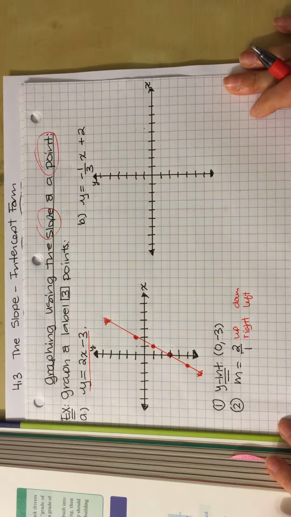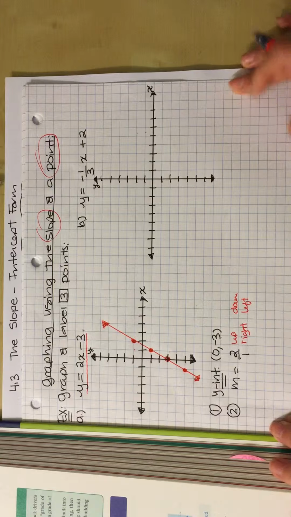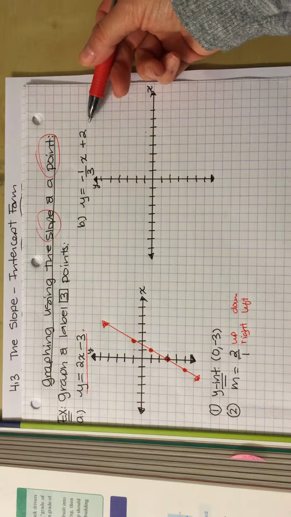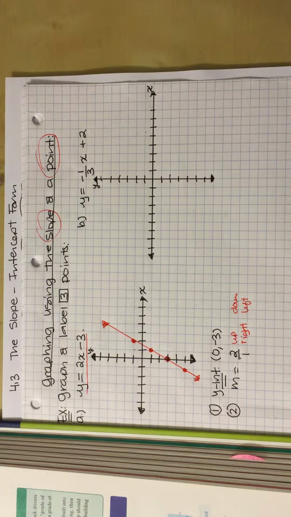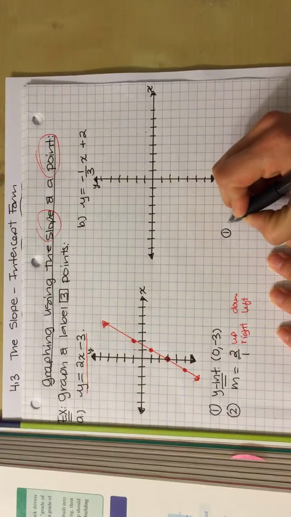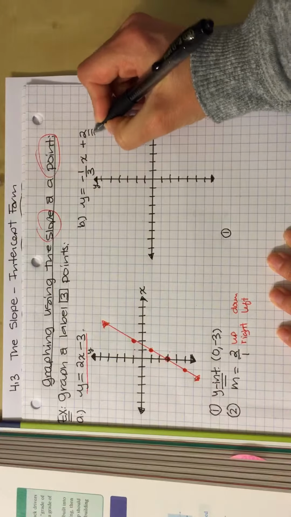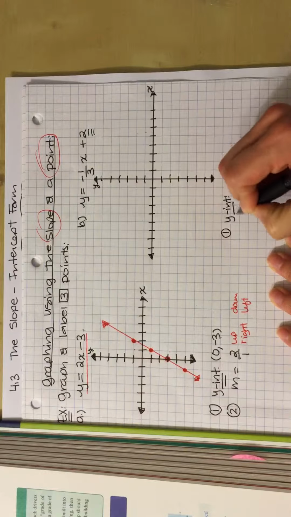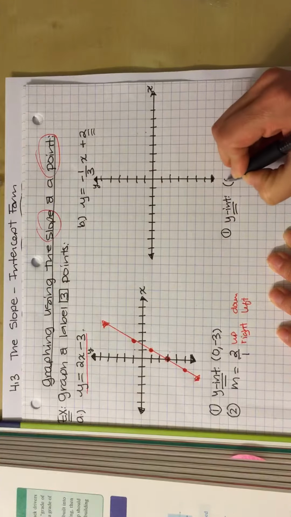Let's look at example 2. Our equation is solved for y, which means it's in slope-intercept form. So I can easily get the y-intercept and the slope without doing any work. What is the y-intercept? It is this number right here. You want to write it as an ordered pair. The ordered pair is 0, 2.